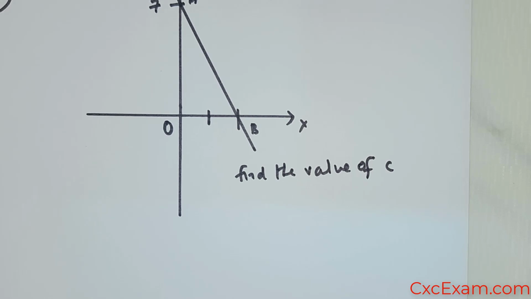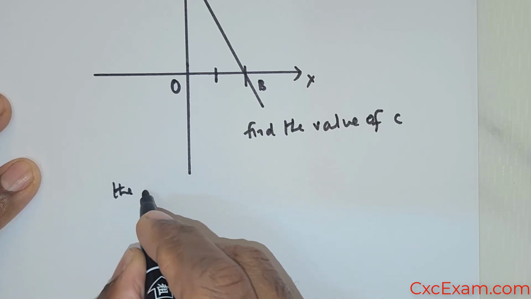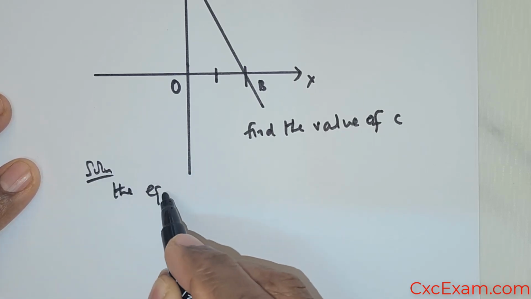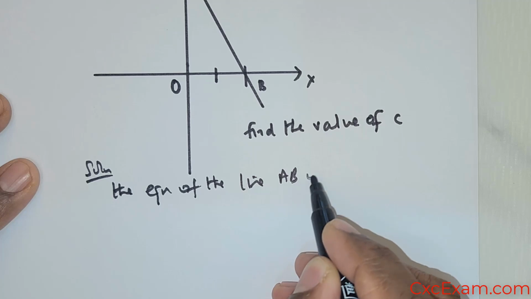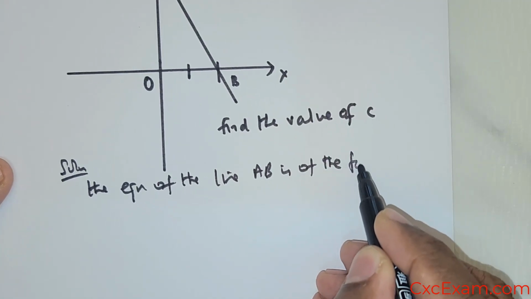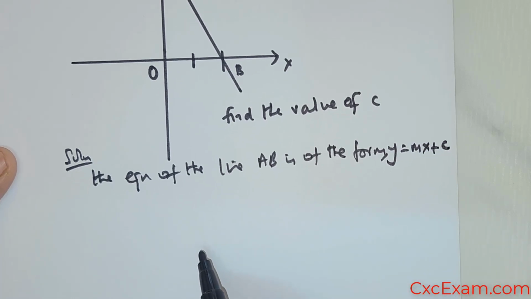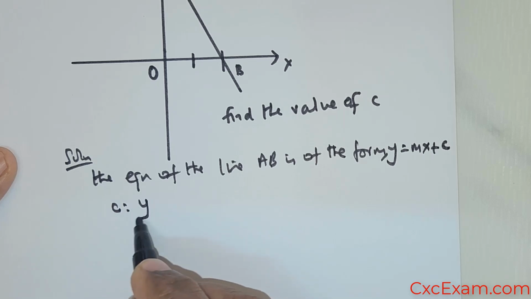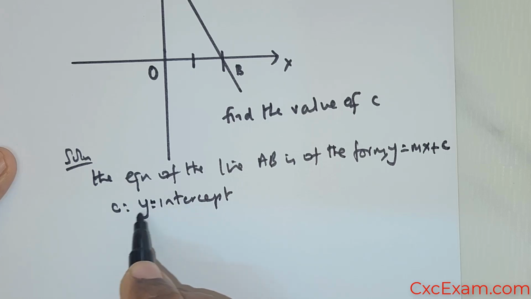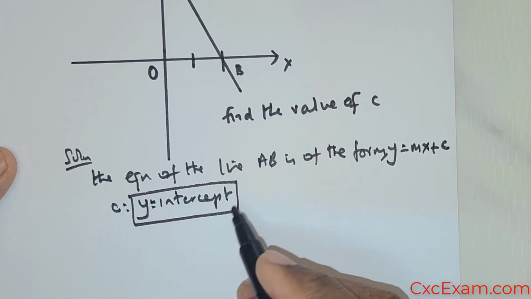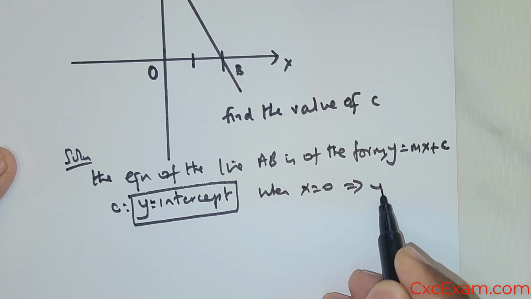Now you have to understand that the equation of the line, this is the solution I'm giving. The equation of the line AB is of the form y is equal to mx plus c, right? Now c is the y-intercept. So when would you get the y-intercept? When x is equal to 0. So this means y is equal to c.